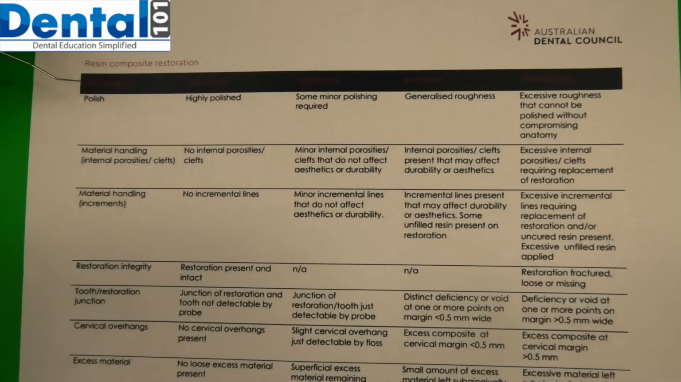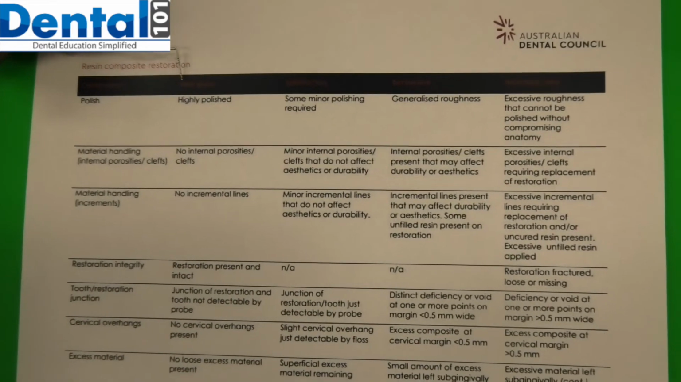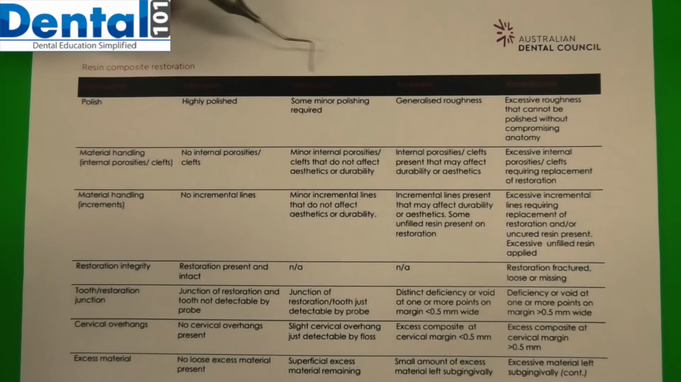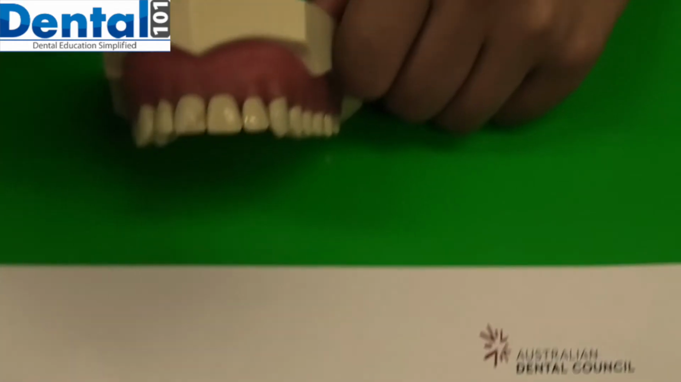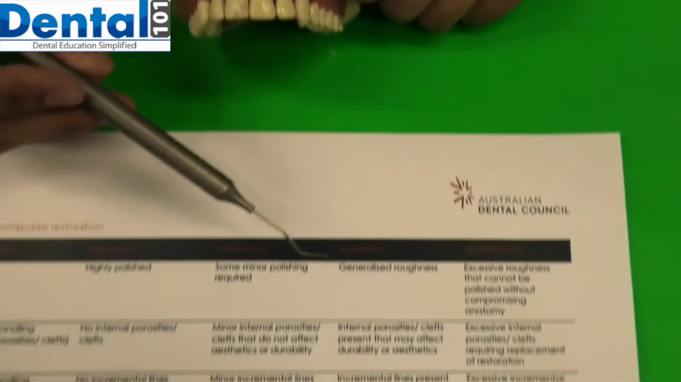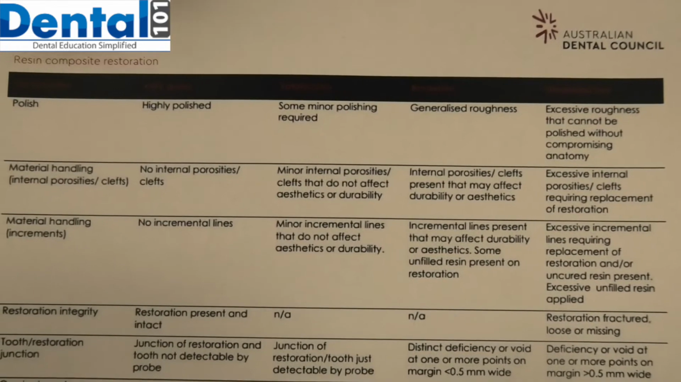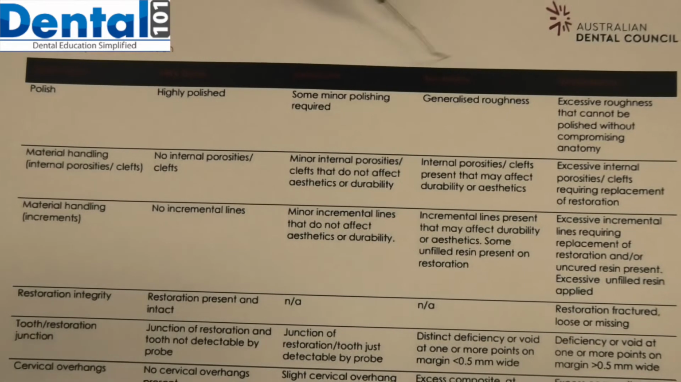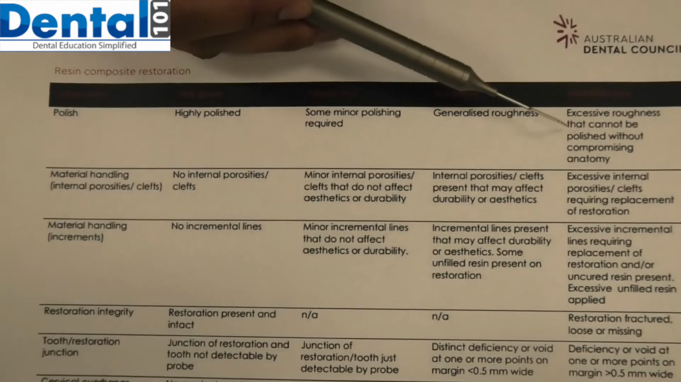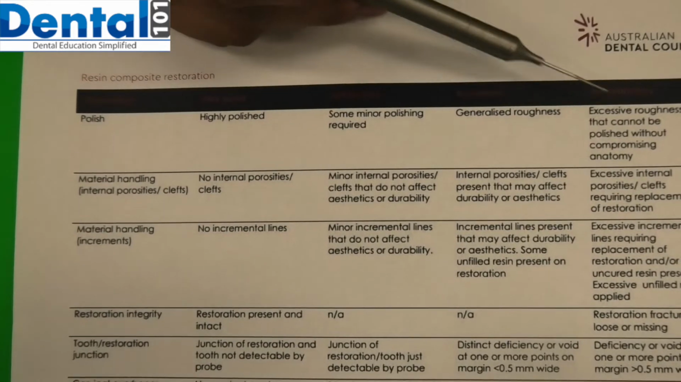According to these rubrics, if it is highly polished, then it will be very good, but if some minor polishing is required, then it will be satisfactory. Meaning if there is a bit of roughness you can see, but that can be polished. Otherwise, if there is general roughness all over the restoration, then it will be considered borderline. But if there is excessive roughness that cannot be polished without compromising anatomy, then it will go into unsatisfactory.